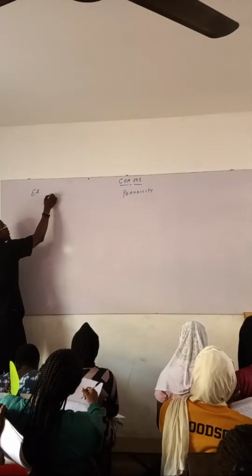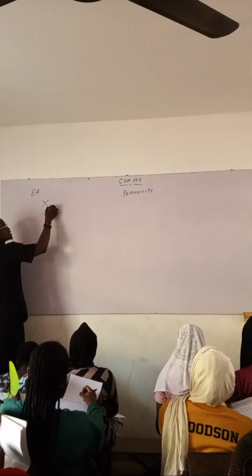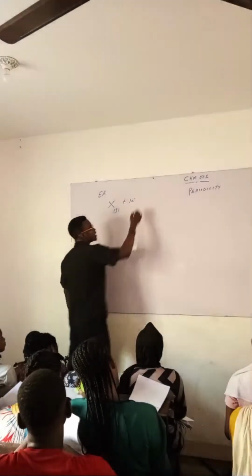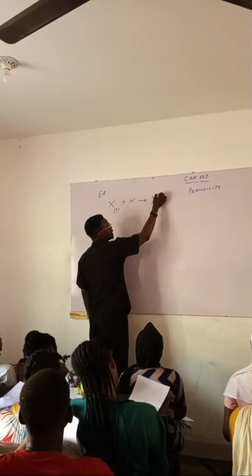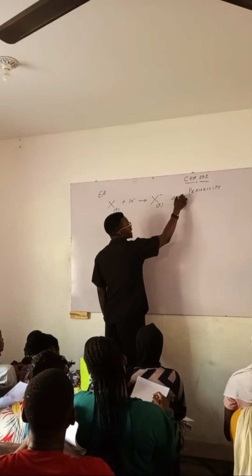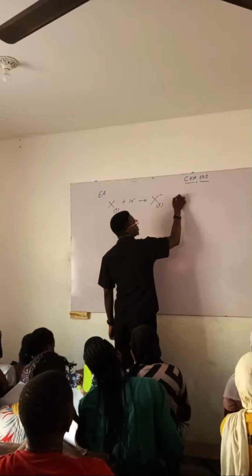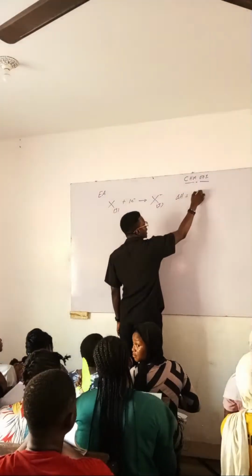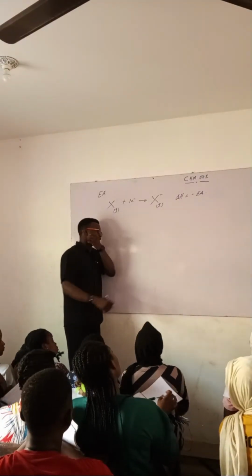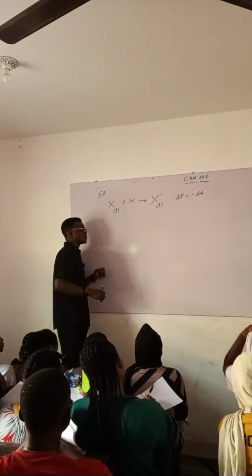And for electron affinity, let's say I'm adding an electron to a neutral atom in its gaseous state. When I'm adding an electron to this atom, then we have X minus. Then the energy I release, in that case, that energy is called electron affinity. So let me just write delta H is equal to minus EA. That is the energy given out, or the energy released, or the energy that accompanies. So those are the statements you should note.